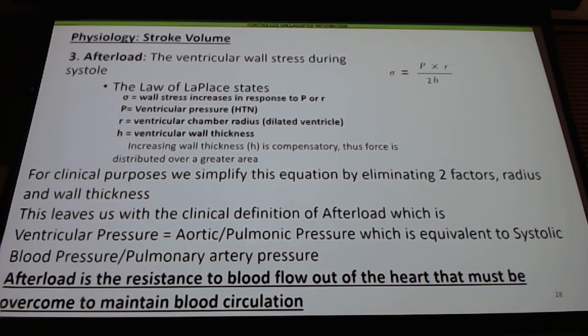And basically afterload is the resistance, the pressure that the heart has to overcome in order to open the aortic valve, open the pulmonic valve, and get that blood to flow out of your ventricle, okay? So the higher your afterload, the more pressure the heart has to generate to get that blood flowing out of it, okay?